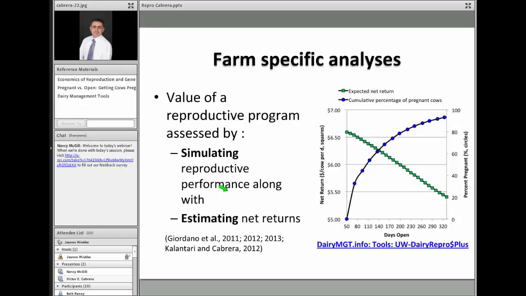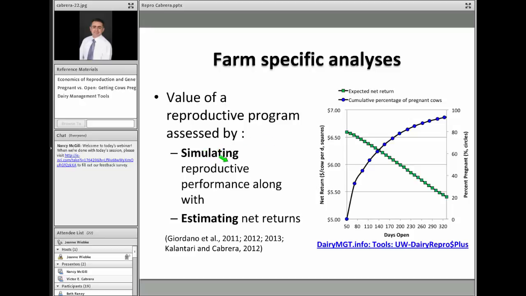Okay? We did this with my colleague at Cornell, Julio Giordano. The main idea in this tool was to be able to represent very detailed reproductive programs, such as the ones we see in commercial dairy farms. This is not a web tool; it is a standalone simulation spreadsheet that you need to download and work on your own computer, because of the level of detail and complexity that this tool requires.